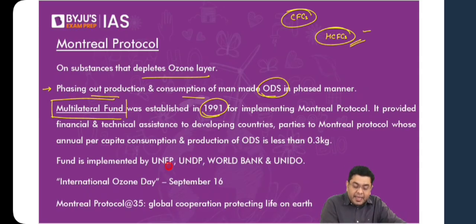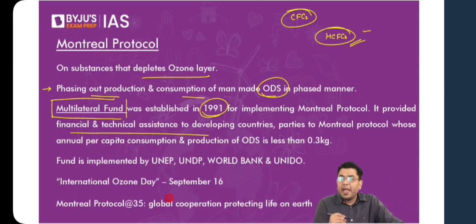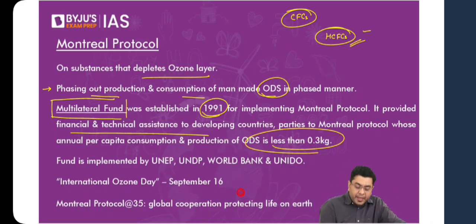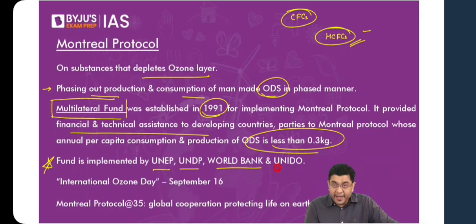Okay. So here, basically, to provide financial and technical assistance to developing nations and parties to the Montreal Protocol whose per capita emission was significantly less than 0.3 kg. Now, this fund is implemented. This is important for your prelims. It is implemented by the United Nations Environment Program, United Nations Development Program, World Bank, and United Nations Industrial Development Organization, because it is the industrial sector which significantly was hampered and impacted by this.